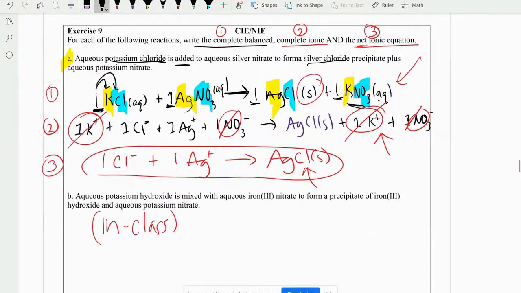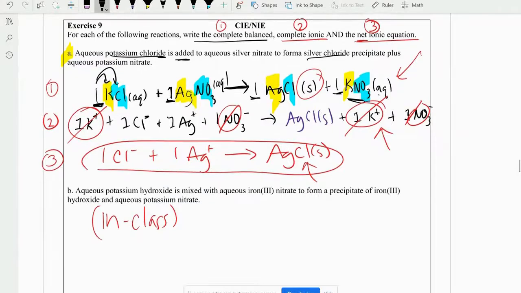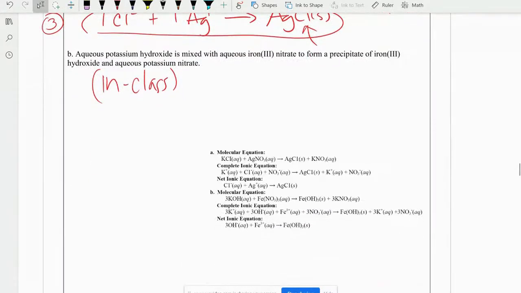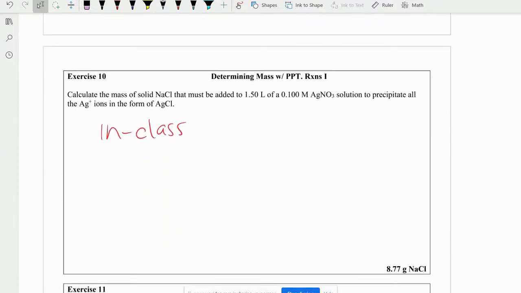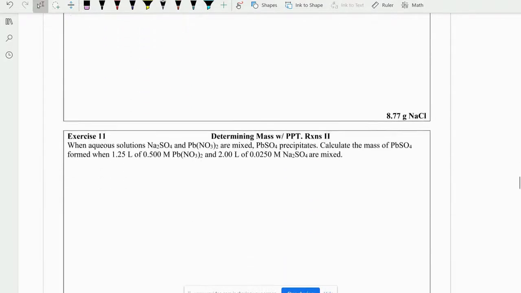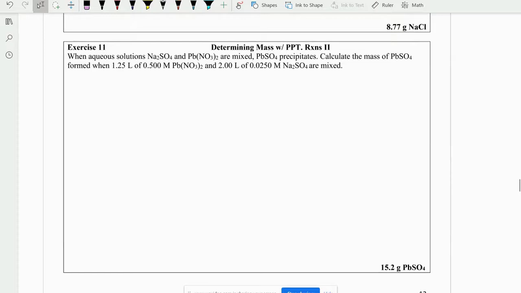Okay, we'll do exercise 9, part B in class. You need to try it. I'm sorry about putting the answers and the solutions right smack dab in the middle of the box there. We're going to do exercise 10 in class as well. And then before we end this podcast, we're going to do exercise 11.